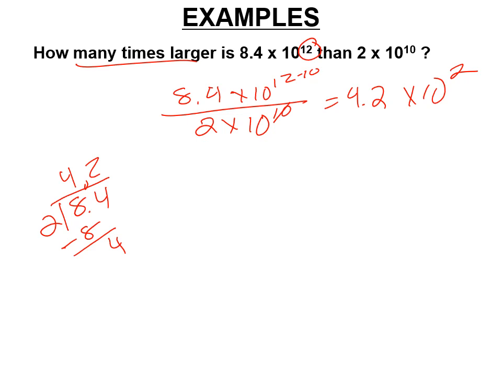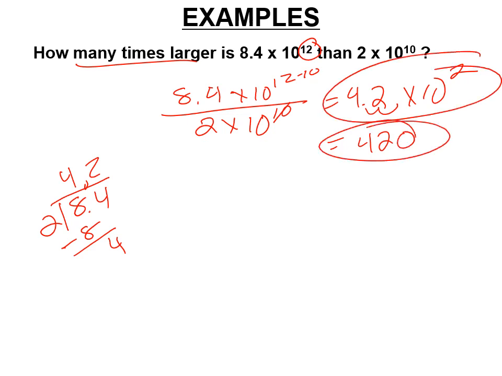All right, so what does that mean? What is that number? 420 times bigger. You could have written it either way, because it doesn't say put the answer in scientific notation.